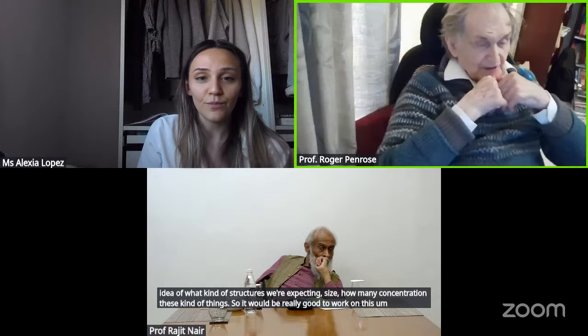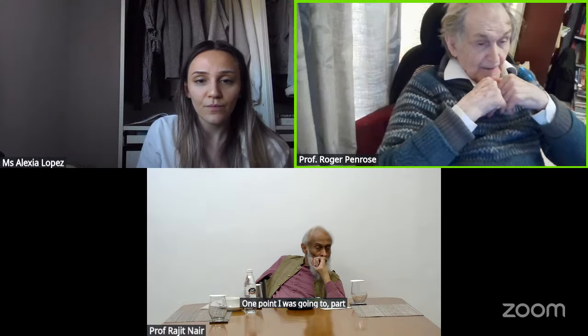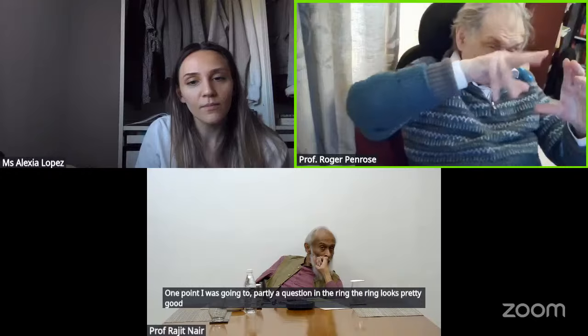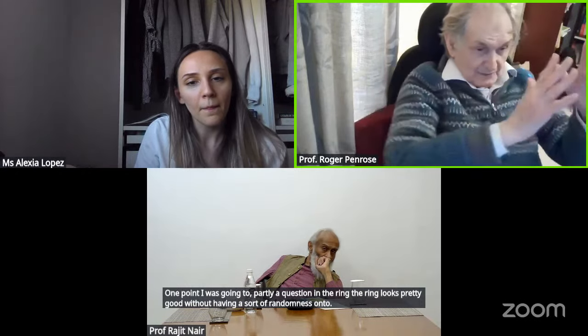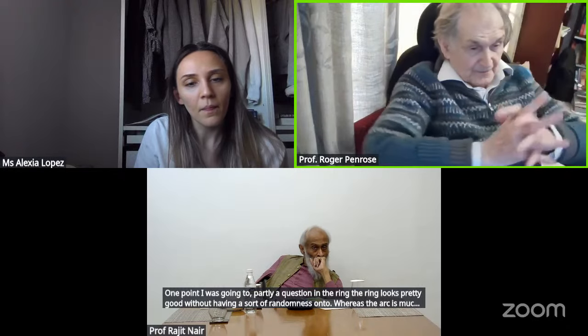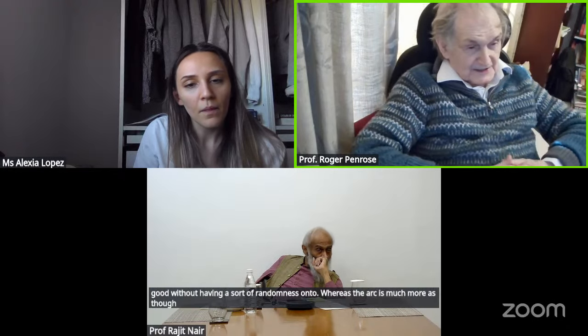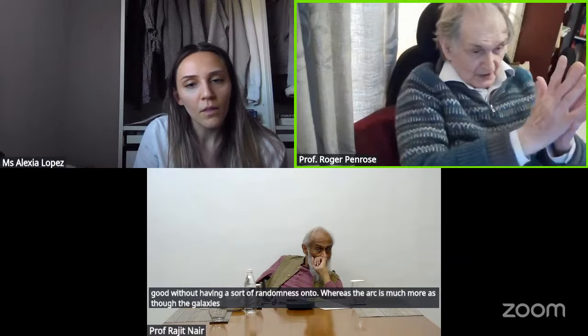One point I was going to raise, partly as a question to you: the ring looks pretty good without having a sort of randomness on top, whereas the arc is much more as though the galaxies are not quite so localized on the arc.